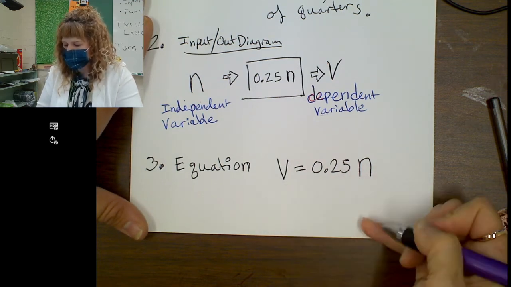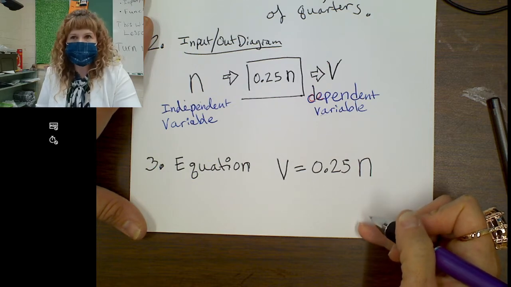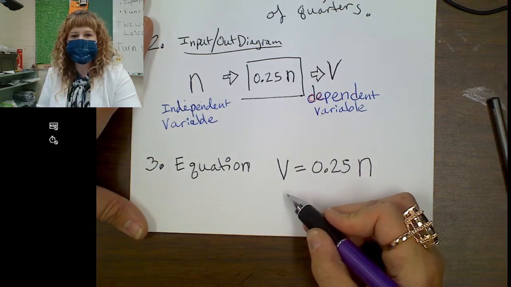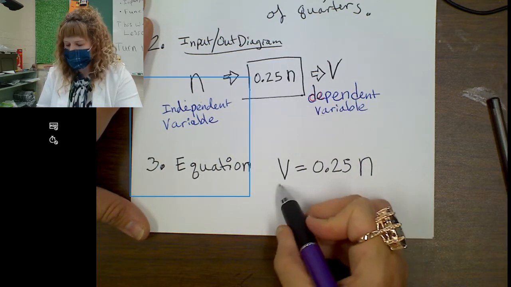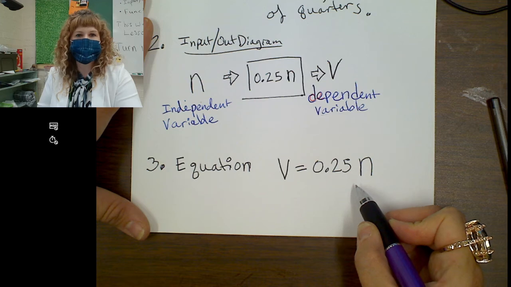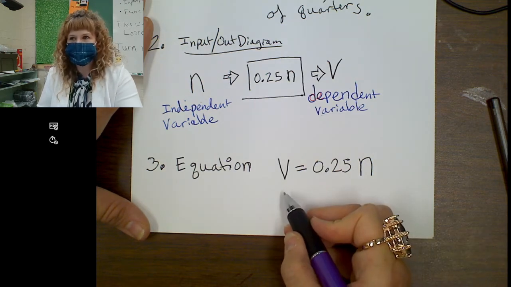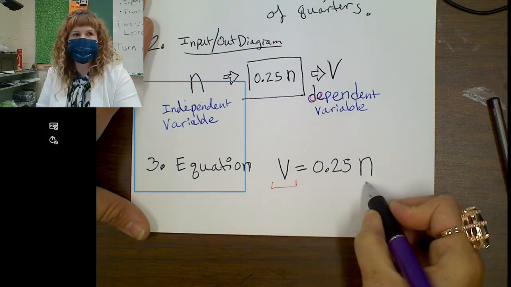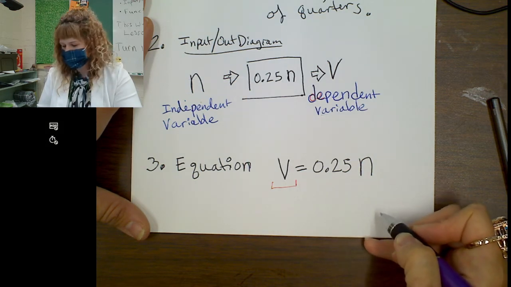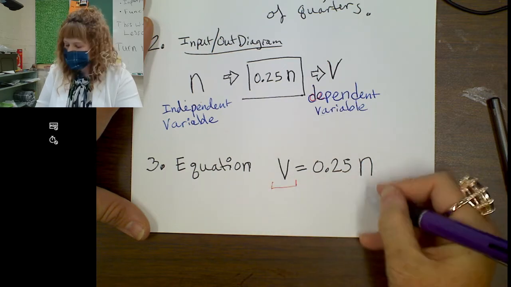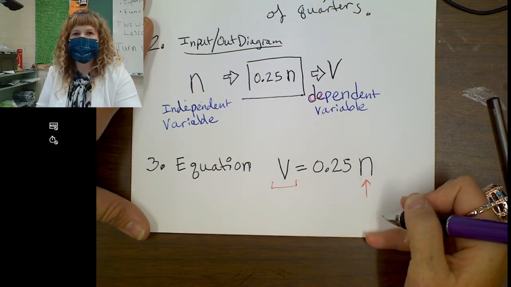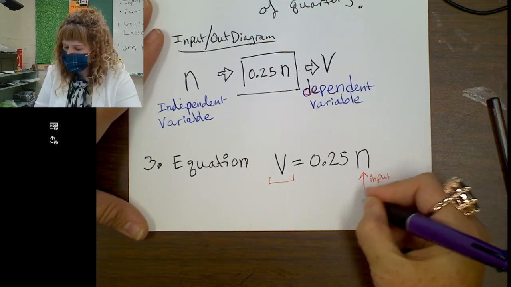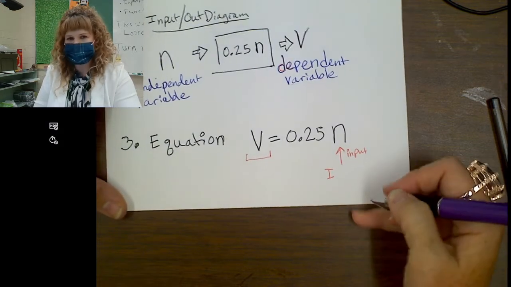When you have an equation of a function, you still need to know which one is the independent variable and which one is the dependent variable. And I want you to be able to tell just by looking. So look at this equation, and I want you to see that V depends on N. First, you would put in the number of quarters. So the N is the input. That's the independent variable. Please label that.